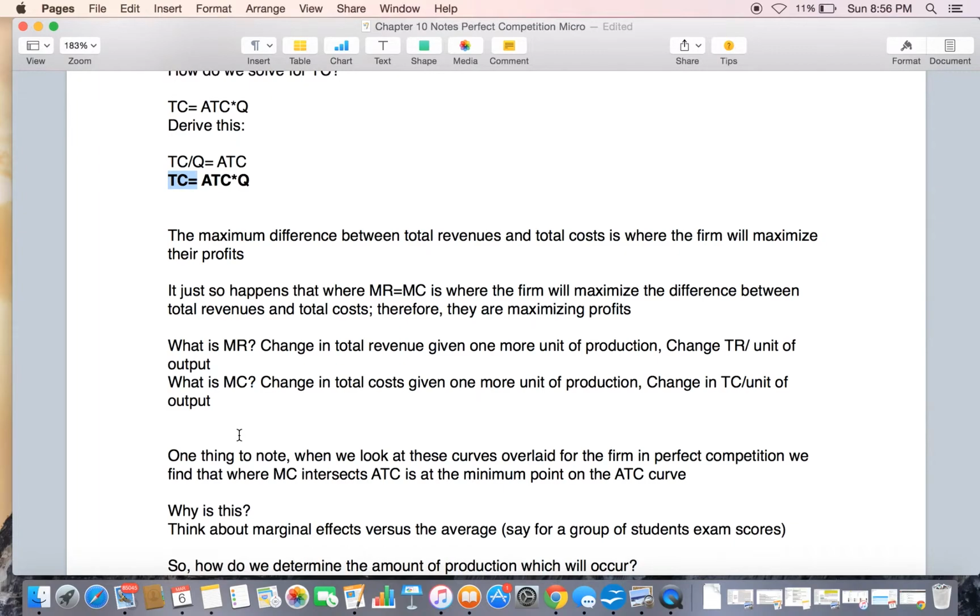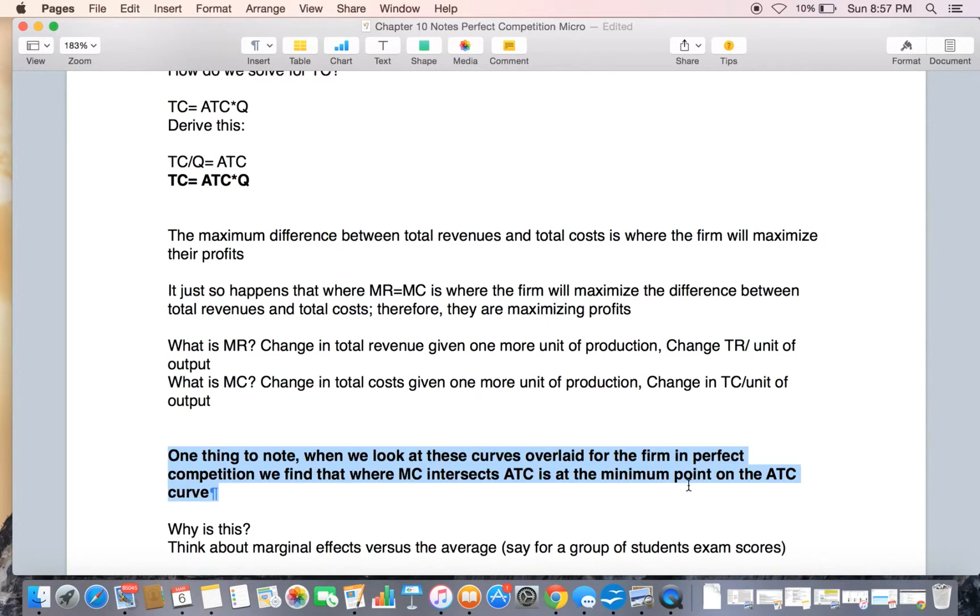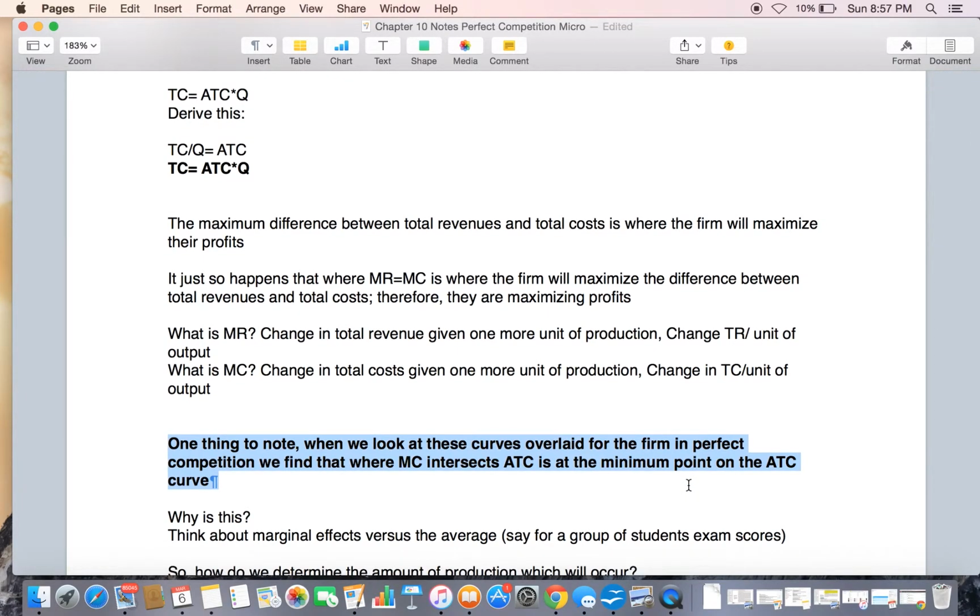Where the marginal revenue, so the incremental revenue beyond that quantity produced, is less than the cost to produce it, we obviously would not want to produce further. One thing to note is that when we look at these curves overlaid for the firm in perfect competition, we find that the marginal cost curve intersects average total cost at its minimum point. This is the minimum point on the average total cost curve. We'll take a look at this when we discuss the firm in perfect competition in the long run. Right now, let's just work on the short run.